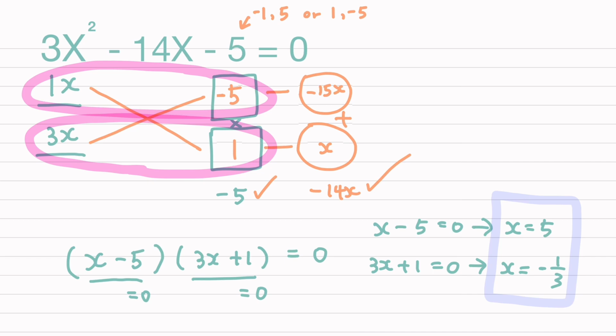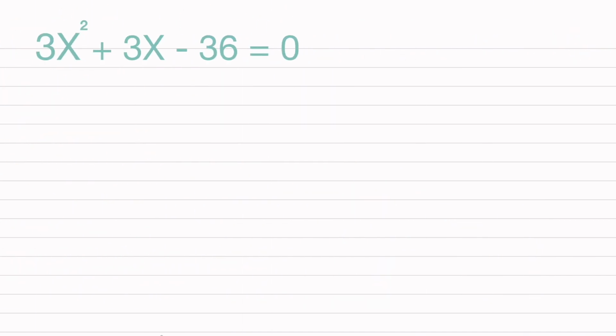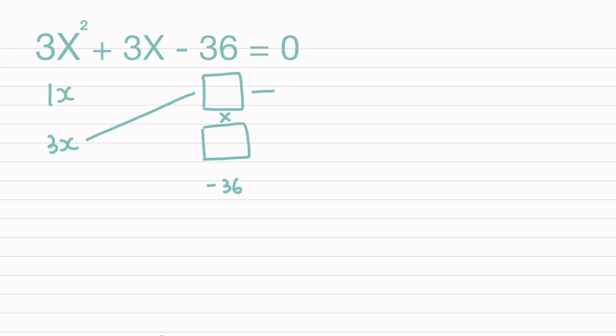Okay, so I'm going to repeat the same steps with 3 more problems. So let's go. All right, I have 3x squared, so without even thinking, I'm going to write 1x here and 3x here, and also put 2 boxes. When I multiply these numbers in the two boxes, they should give me negative 36. And when I multiply 3x with the first box, put it here, and 1x times the second box, put it here, and add them together, they should give me 3x back.